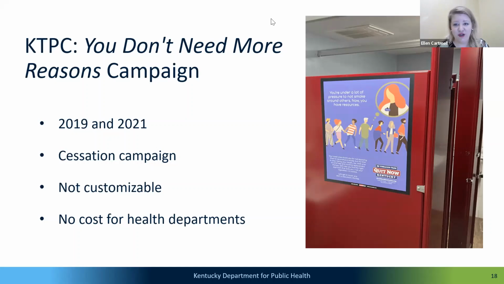But these are ones that you may have seen in your community. This is an example from a gas station in, I believe, Shelbyville. And the message is you're under a lot of pressure to not smoke around others. Now you have resources. So all of the messaging here with these characters from the 2019 and 2021 campaign are all very positive. This idea that we're not here to judge you. We already know that you have your reasons, which is why the name of the campaign is You Don't Need More Reasons. But we'll help you actually find a way. So we know you have the motivation and you just need help. And that's what we can provide through 1-800-QUIT-NOW.